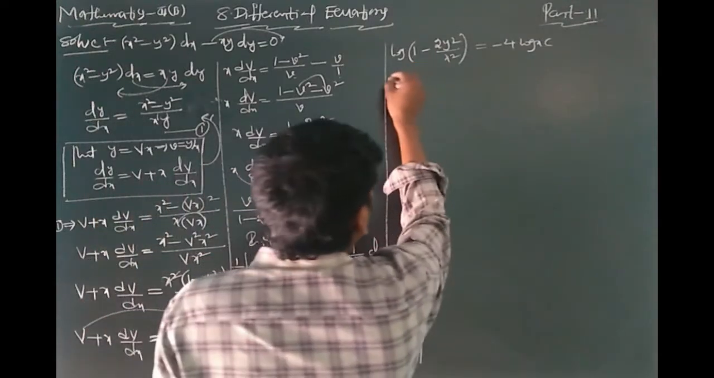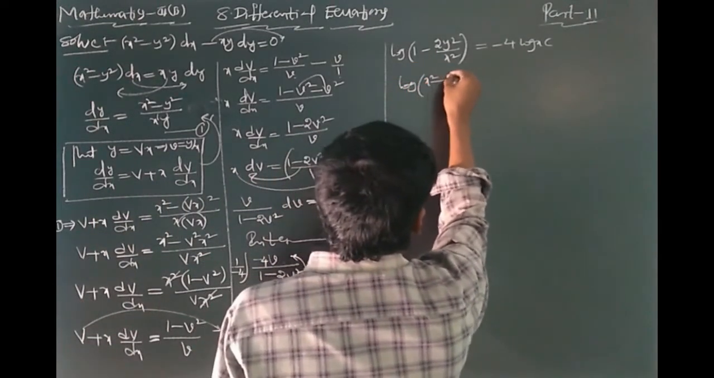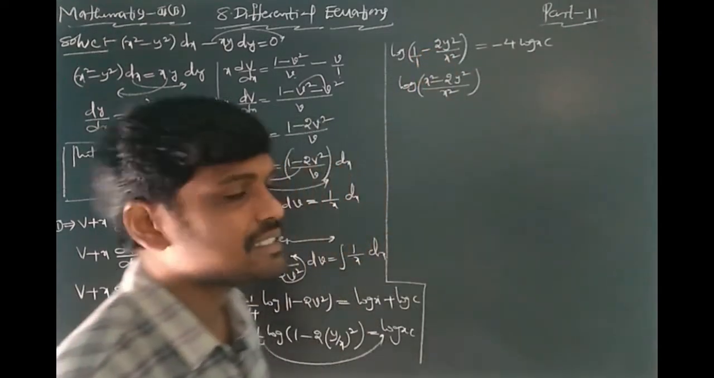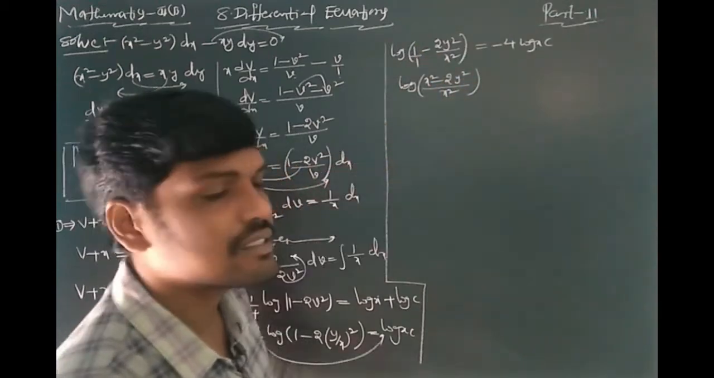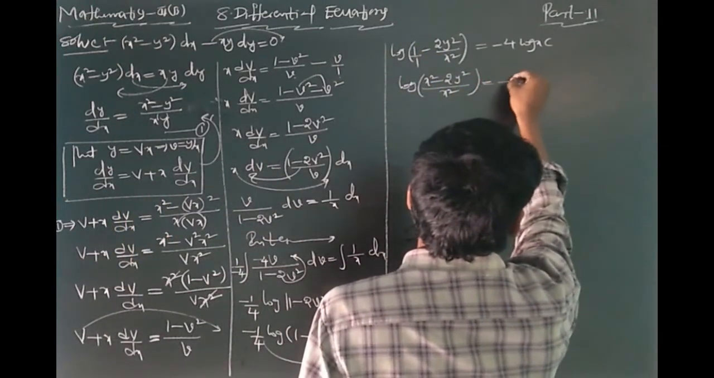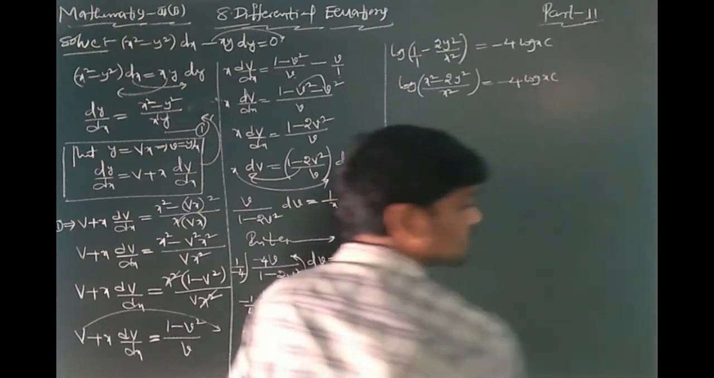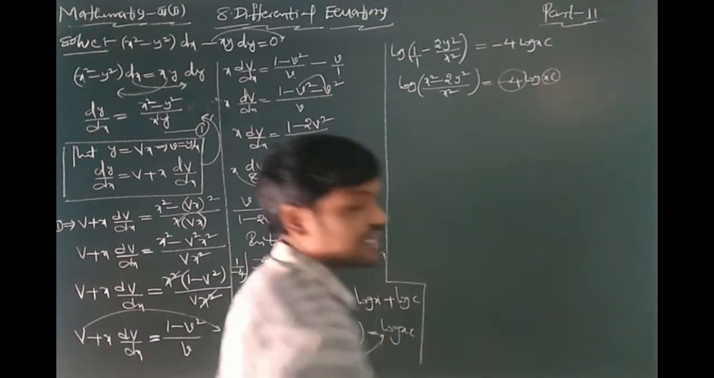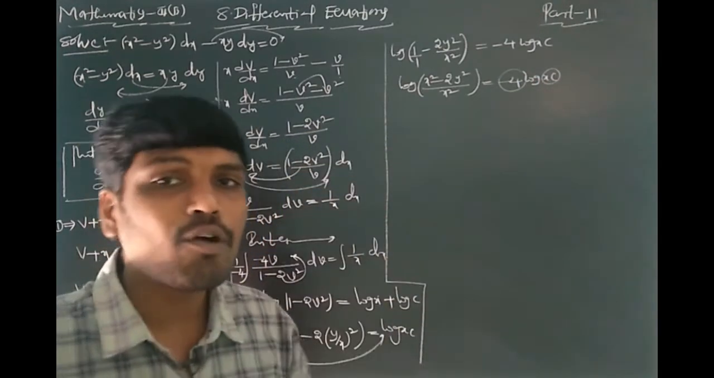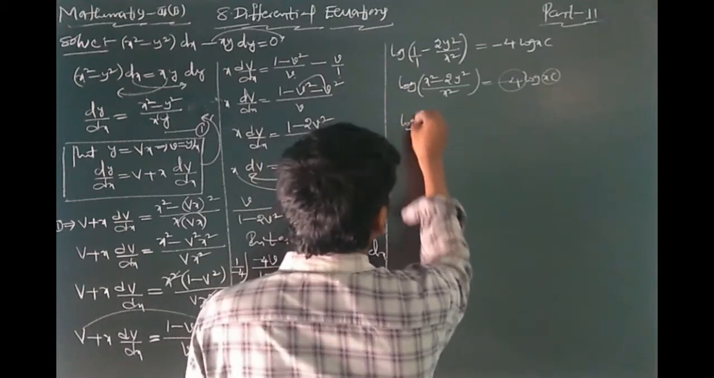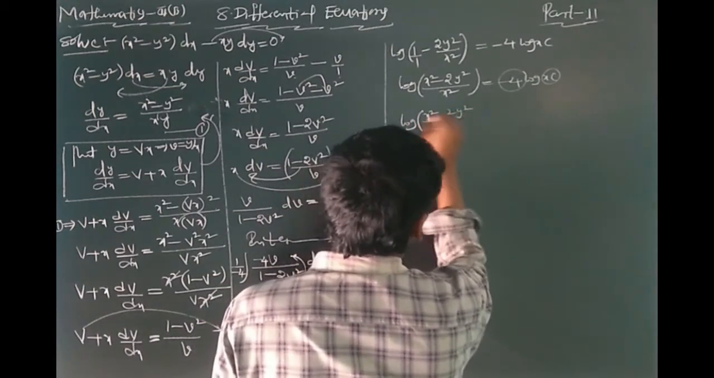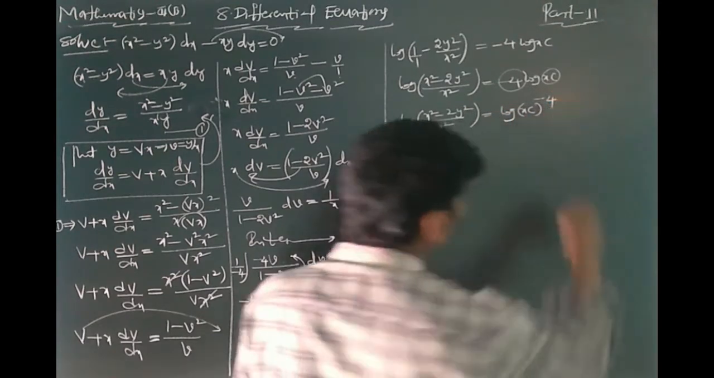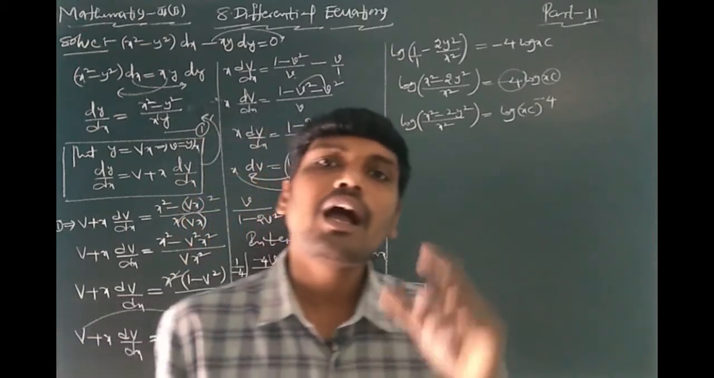After that, take LCM: log of x square minus 2y square by x square. We have to take x square LCM. x square minus 2y square by x square is equal to minus 4 log x into c. This minus 4, this m into log a form is there. m into log a, you can write log a power m. That's why you can write log of x square minus 2y square by x square is equal to log of xc all power minus 4. Log a whole power m formula, m into log a.